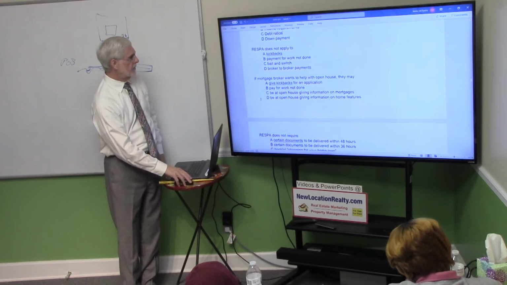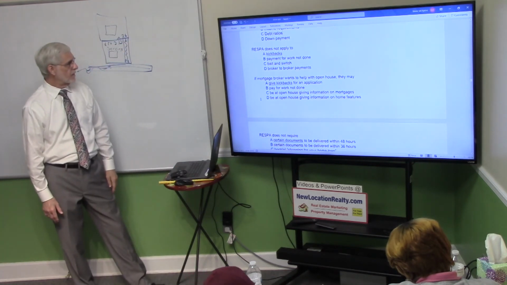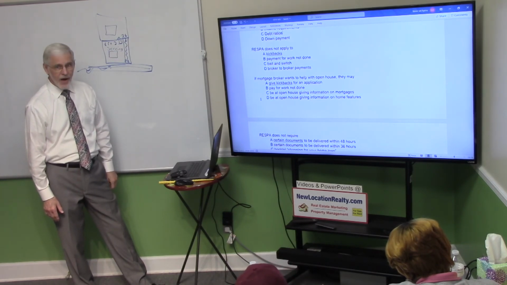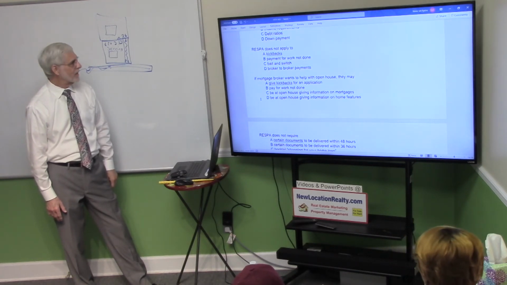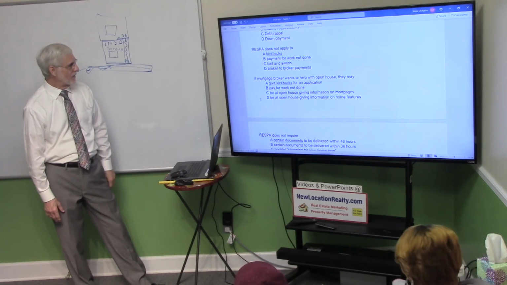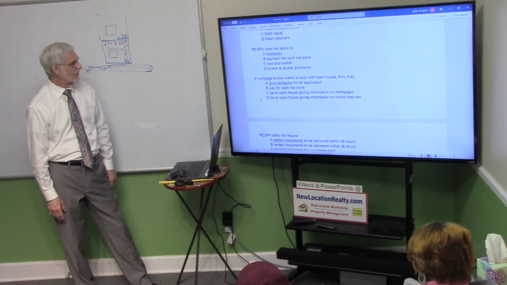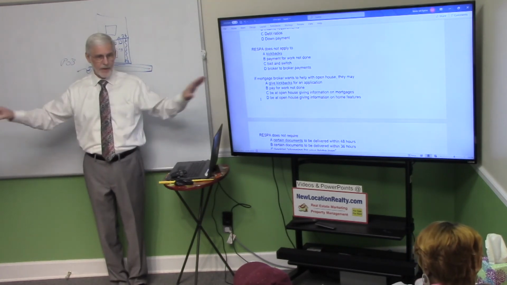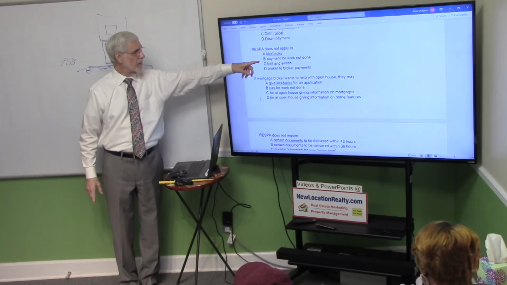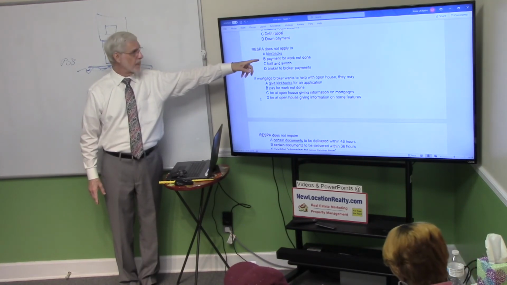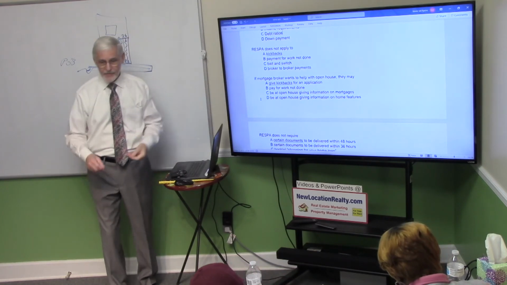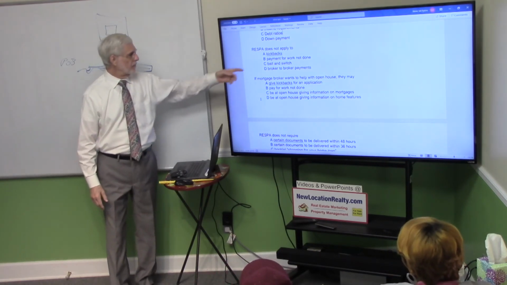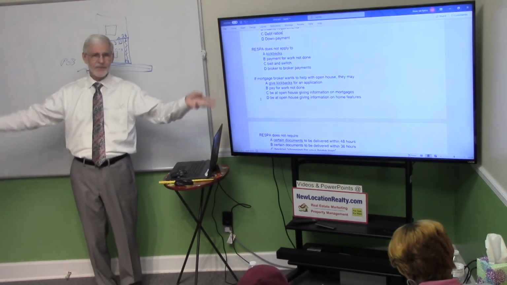RESPA does not apply to... It does apply to kickbacks. Oh, yeah, I'm sorry. Watch the not, that's where it'll trip you up. So it applies to kickbacks. It applies to broker-to-broker payments? No, that's the one it doesn't apply to. That's the only exception to RESPA, broker-to-broker payments. It applies to kickbacks and payment for work not done, which is kind of like a kickback. Like, I made this report up for you and it's $1,000, but it's a fake.